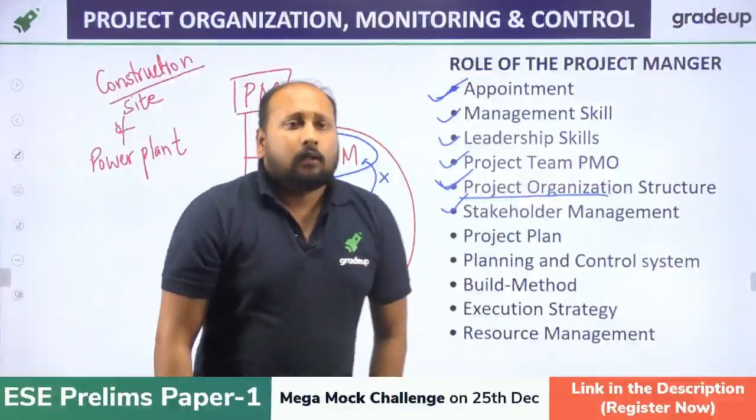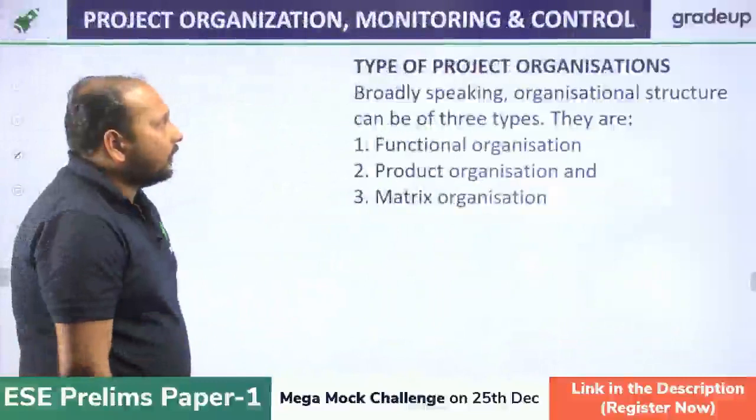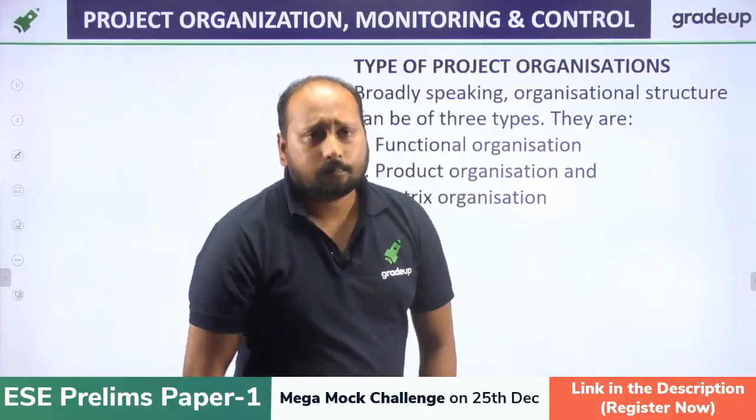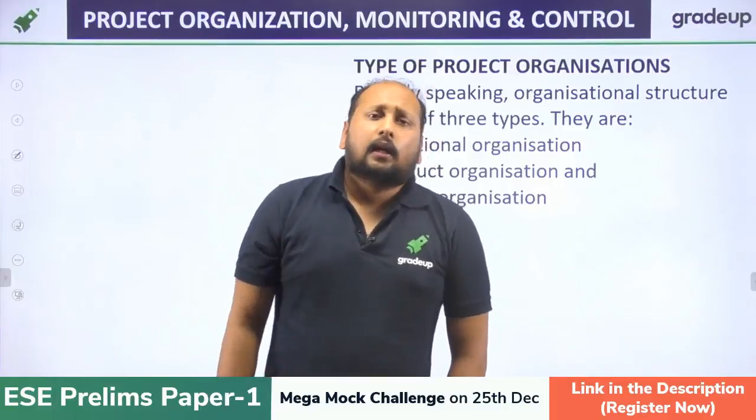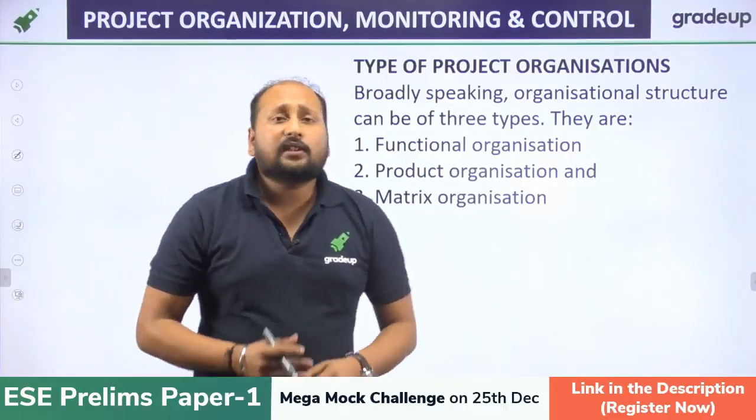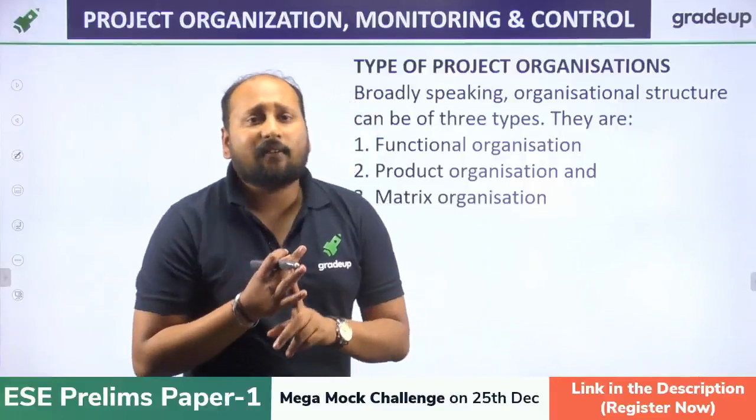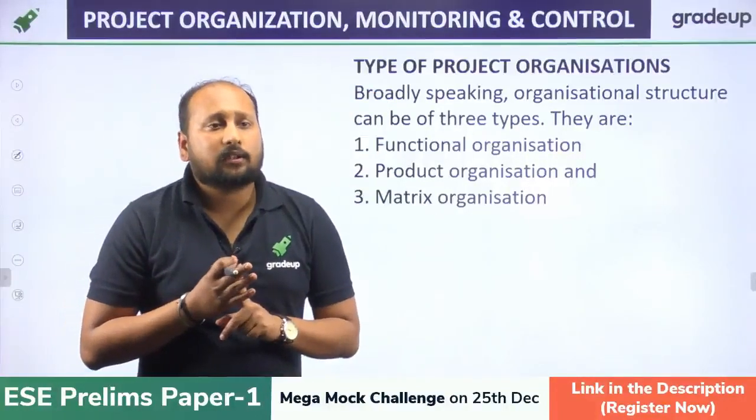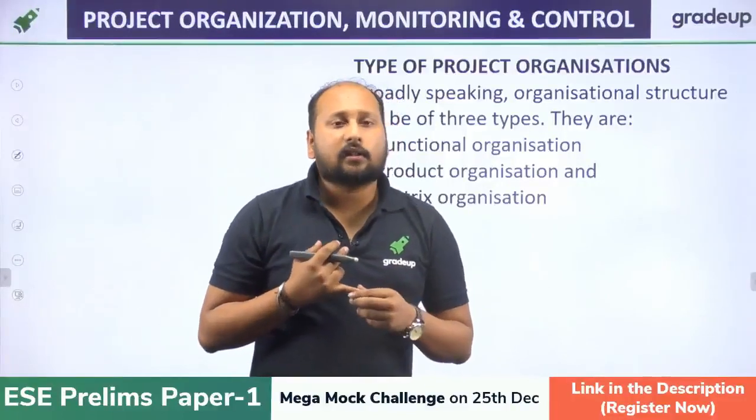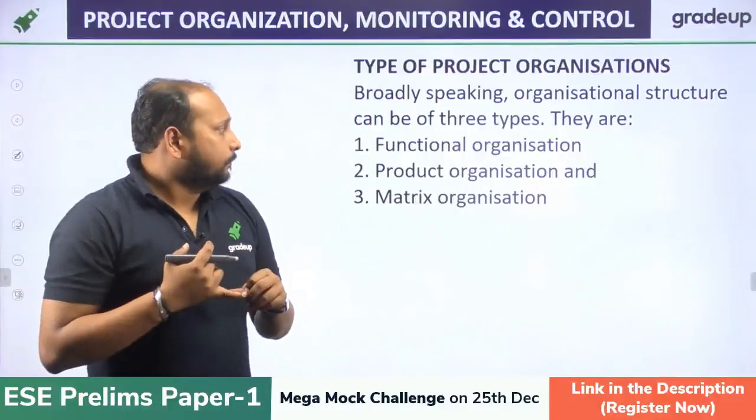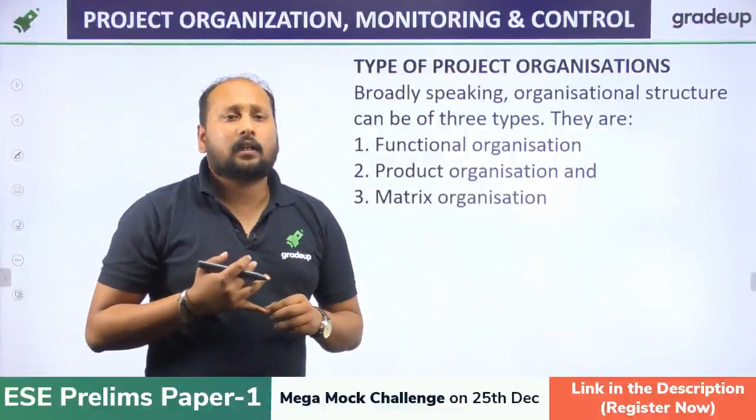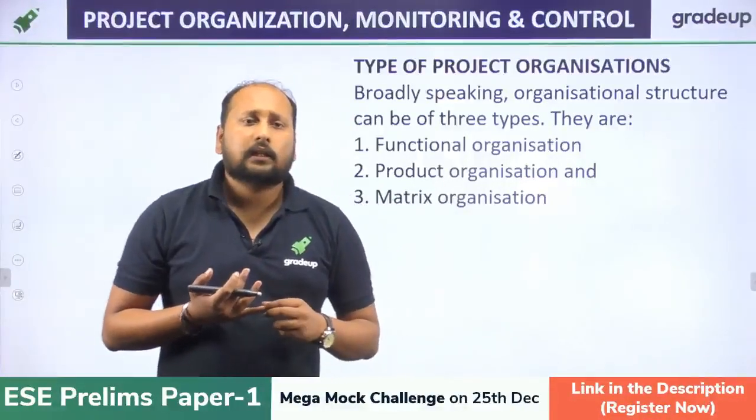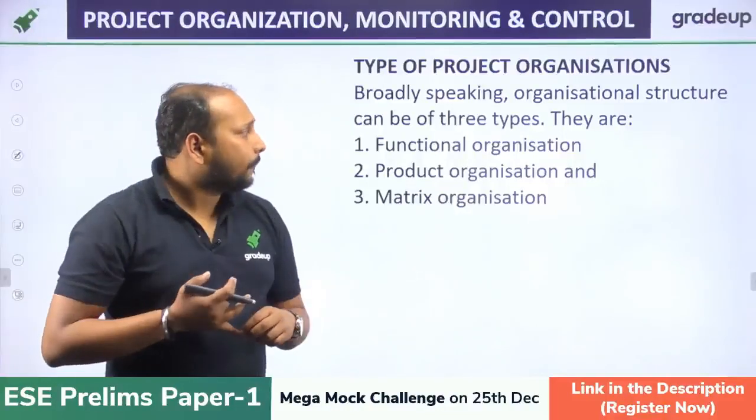Clear? Now, there are various types of organization in any industry. So the first type is functional organization. There are basically three types: functional organization, product organization, and matrix organization. So can anyone tell me what is functional organization? Anyone who can help me out with the functional organization or product organization? Anyone who can respond to this?